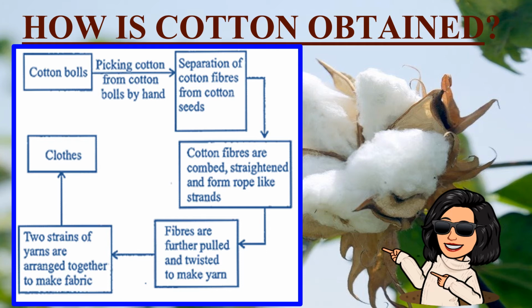Yes students, how is cotton obtained? Here you can find this flow chart showing you the cotton production. Students, we get cotton from cotton plants. The fruits of the cotton plant are called cotton bolls. The cotton bolls are white in color and roughly spherical in shape. They are quite fluffy. Once the cotton bolls are mature, they burst open and we can see the seeds with cotton fibers.